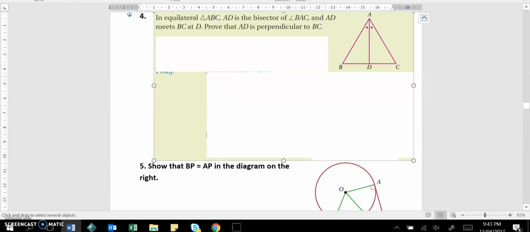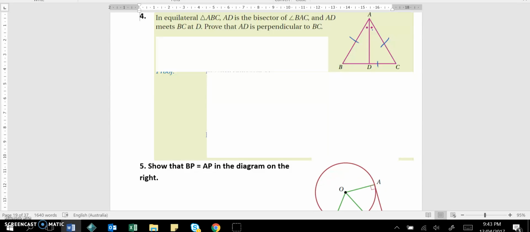Okay, question 4. This one's a bit more tricky. It says in equilateral triangle ABC. So first up, I know these sides are all equal. It says AD is the bisector of angle BAC, so those are equal angles, the 2 dots, and AD meets BC at D. My job is to prove that AD is perpendicular to BC.